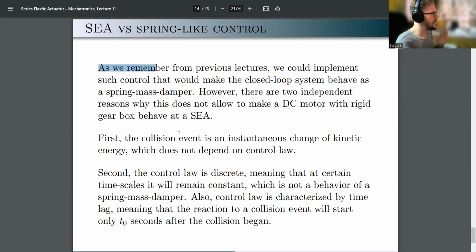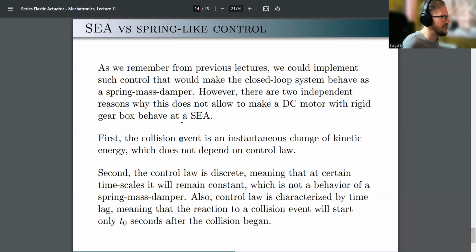So there is this, how should I put it, there is this problem or idea, I guess, that you could implement spring-like behavior for a motor using just control, right? You remember when we studied the motor?